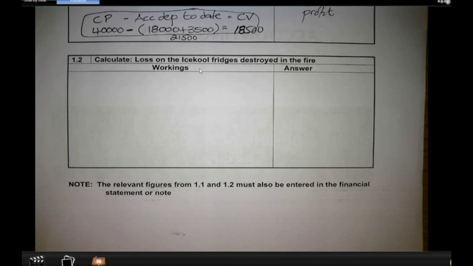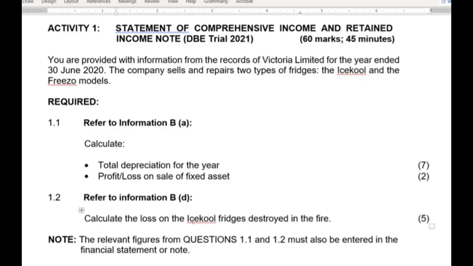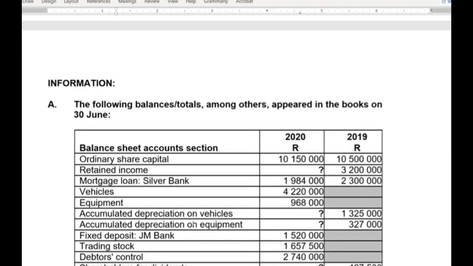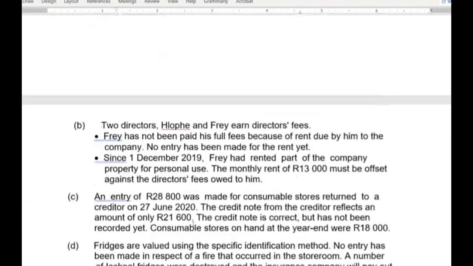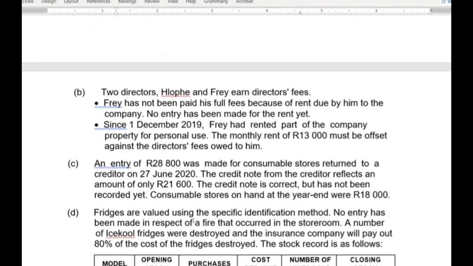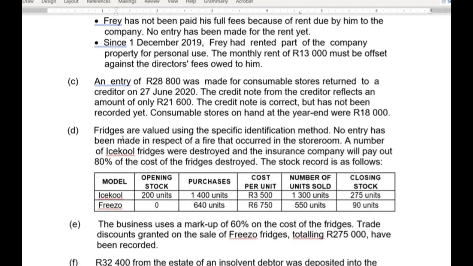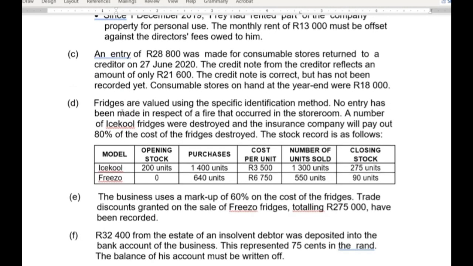That we must calculate the loss on fridges, and that talks about a rand value here, not the number of fridges. So let's go and look for our information. And the information is beautifully put separately. It says here, fridges.